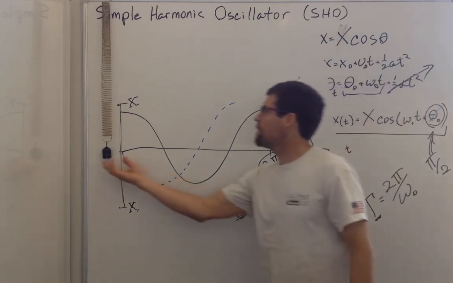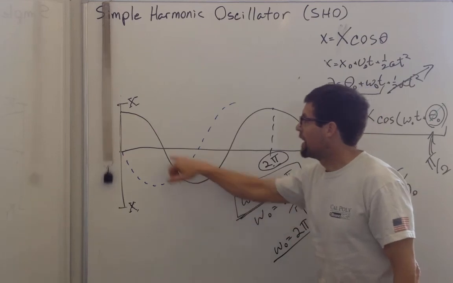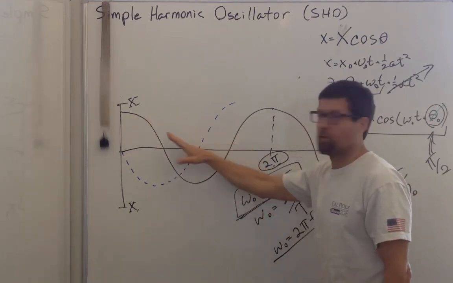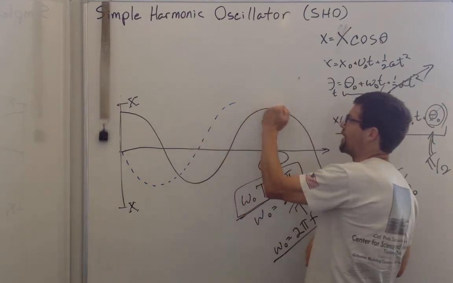And so what we see in time, this oscillates up and down. It's moving very fast through these 2 points, but slows down and actually comes to a rest for a moment at the turning points.